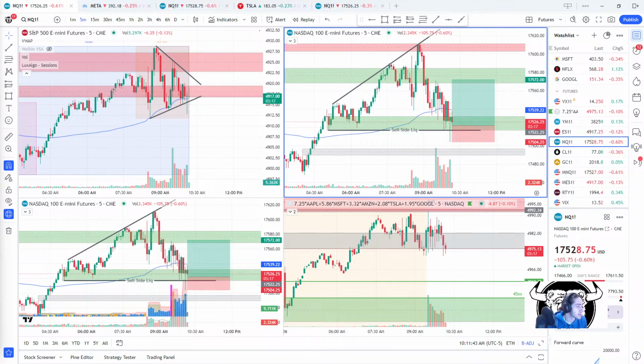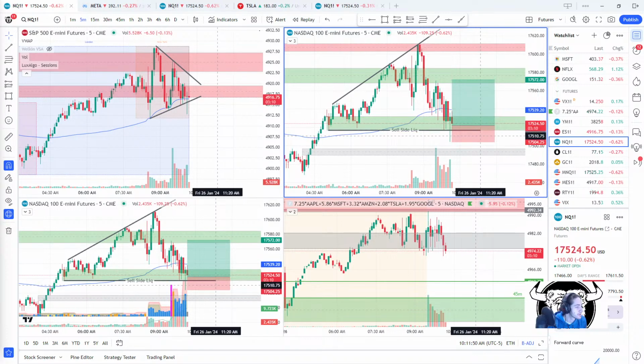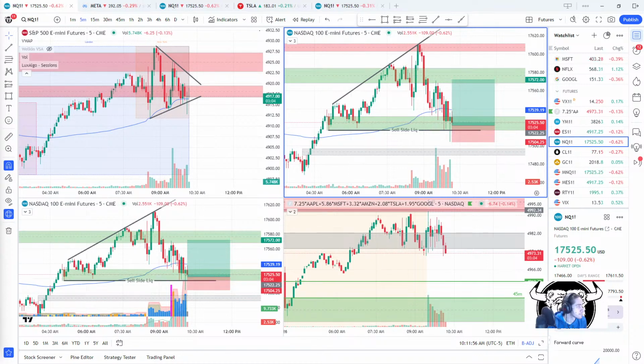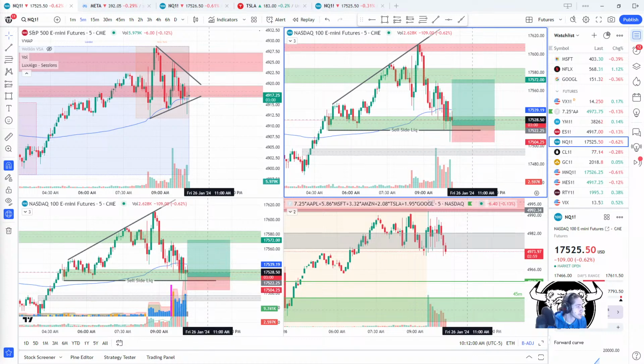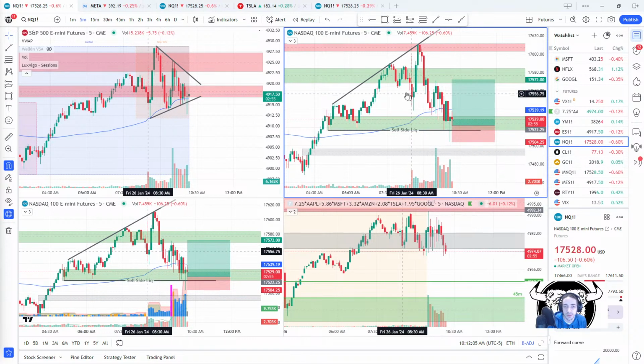Stop loss is at the same spot as before. But I don't know, man. I'm not the biggest fan of it. Stop loss, yeah, I guess. Stop loss is new low of day. Target up here.